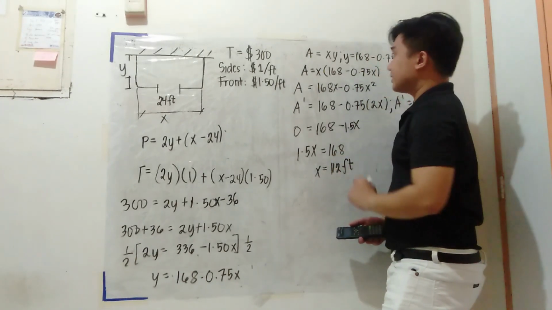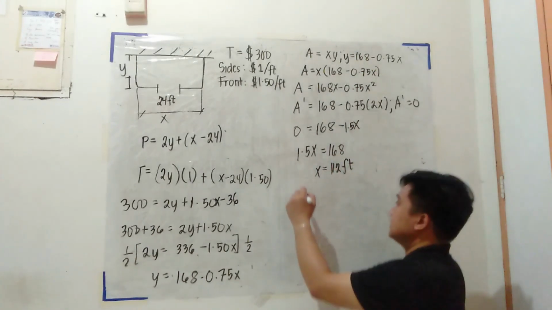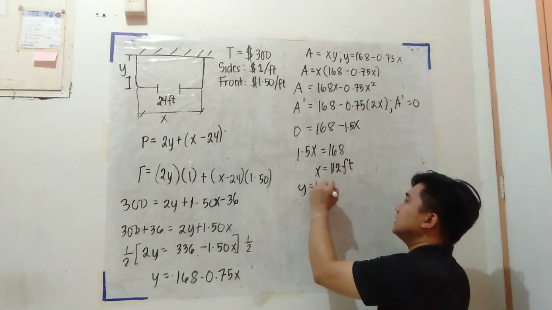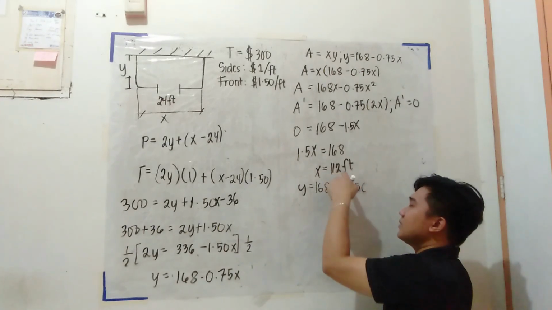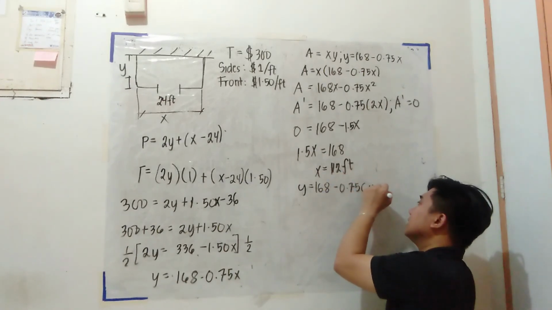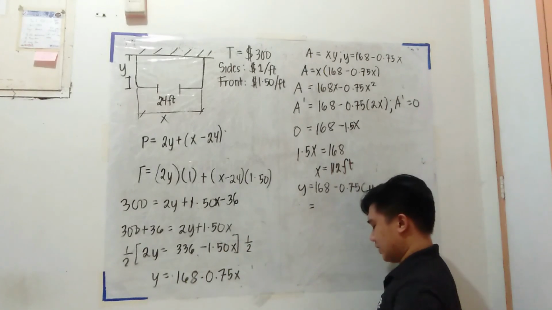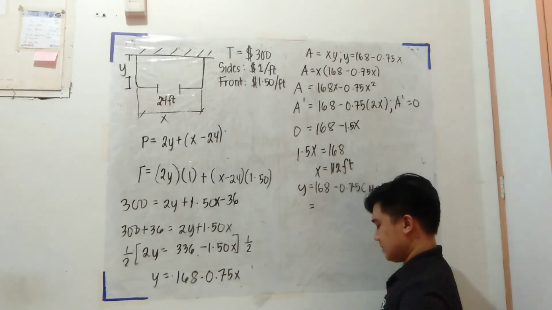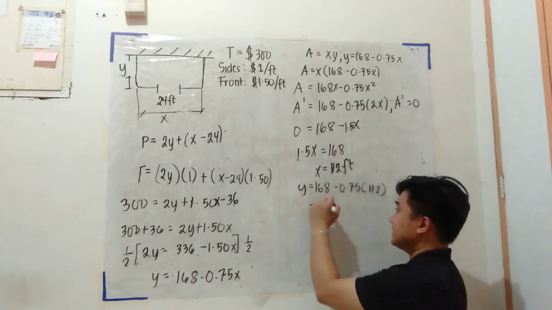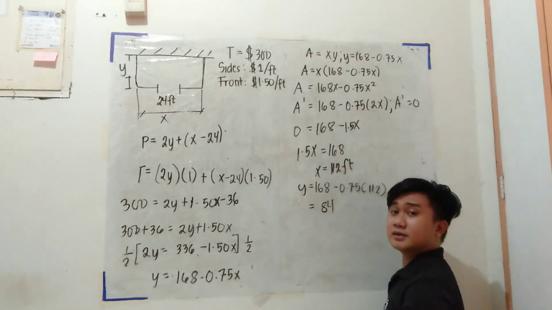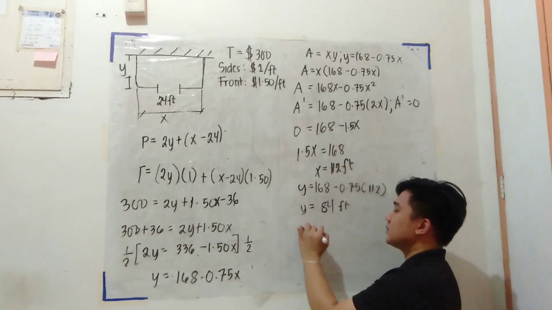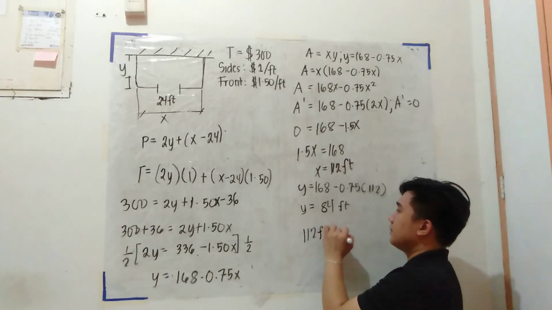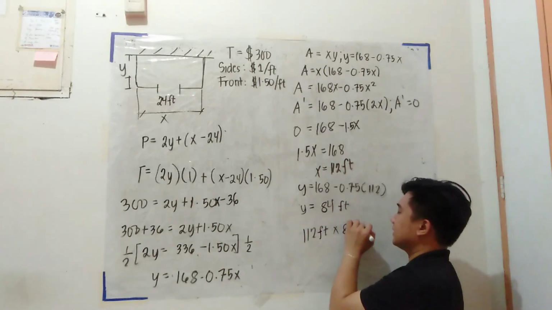Okay? And then kuhain ko si y. Si y ay 168 minus 0.75x. But what is x? 112. So, 168 minus 0.75 times 112. This is 84. 84 feet. So, ang dimensions natin is 112 feet by 84 feet.